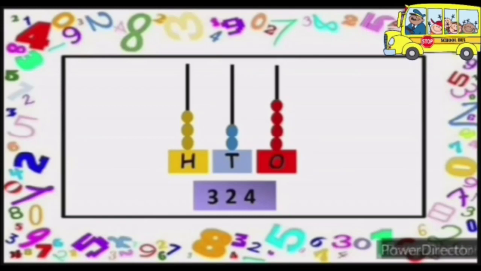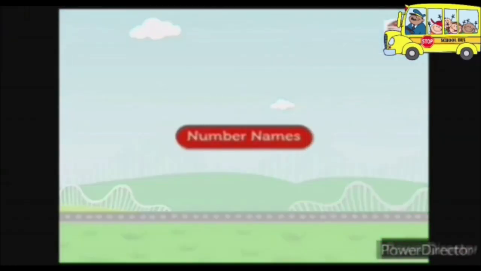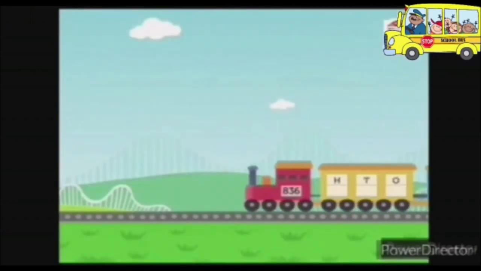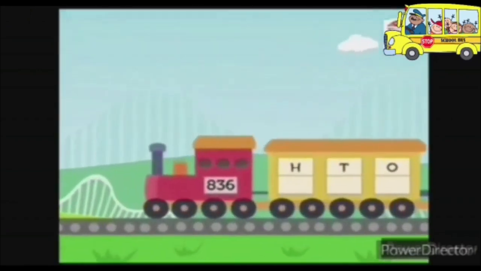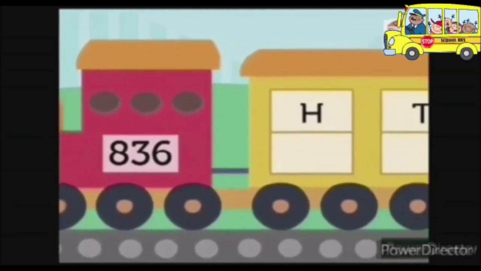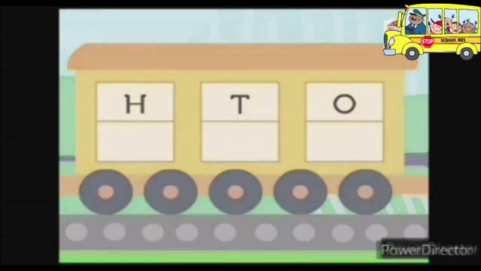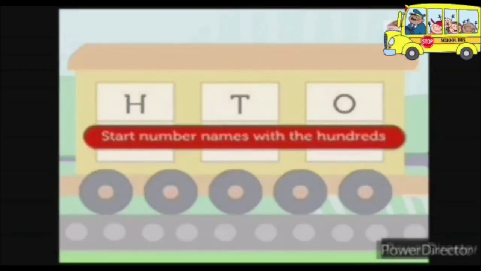Next, let's learn the number names. Let us take the 3-digit number 836. Now, how do we read this number? We read a 3-digit number using place value. That is, first hundreds, then tens, and then ones. While writing, we write the number names also starting with hundreds.